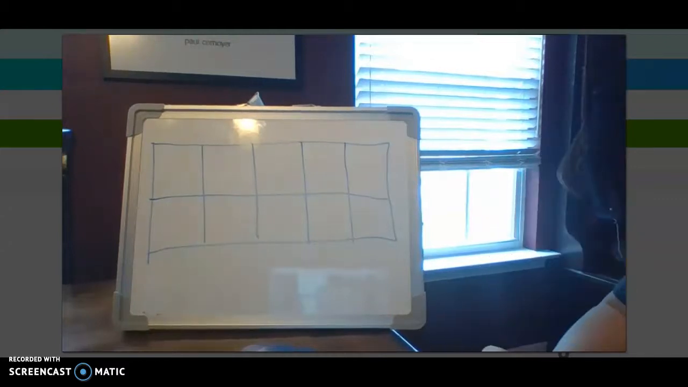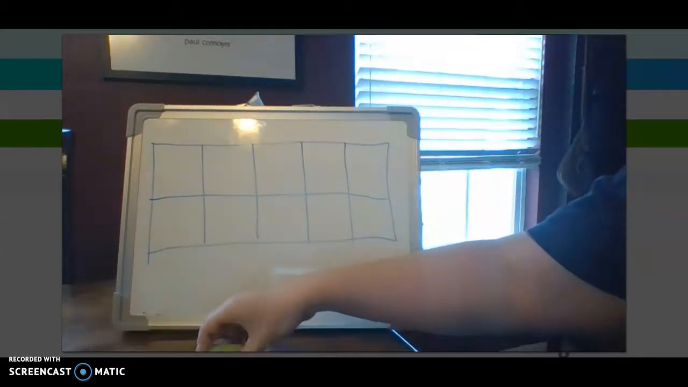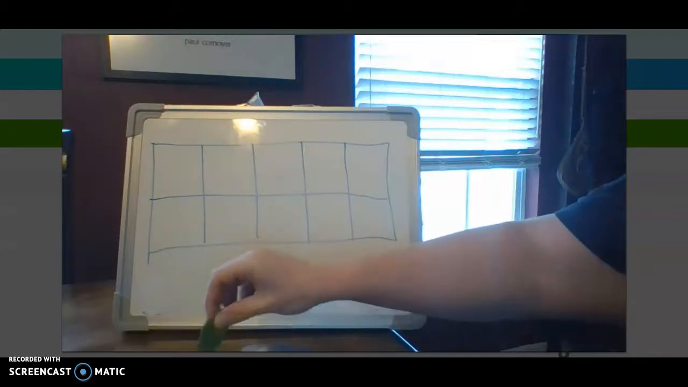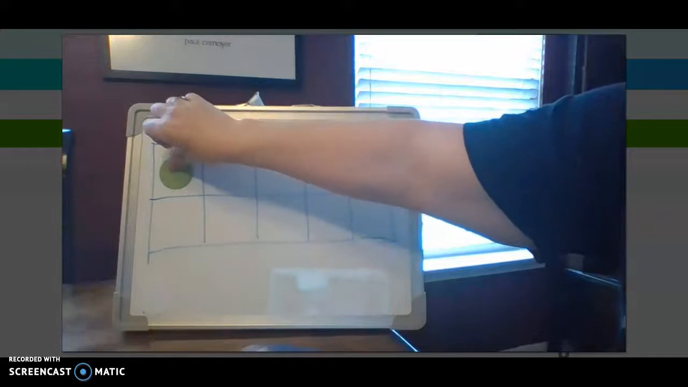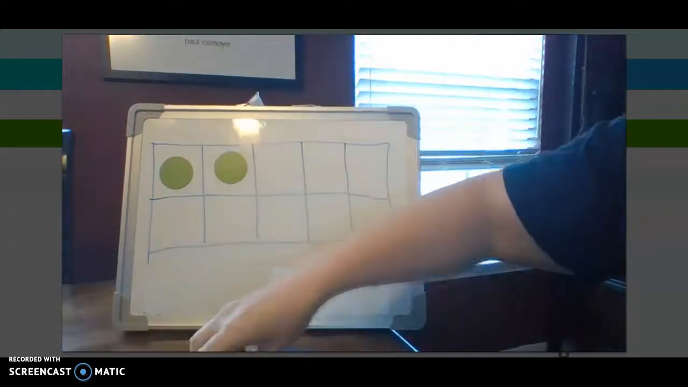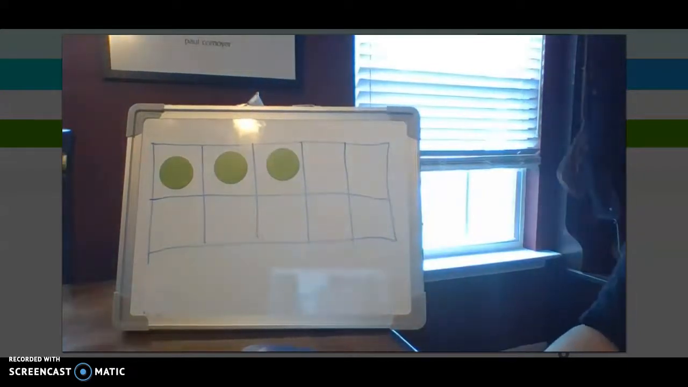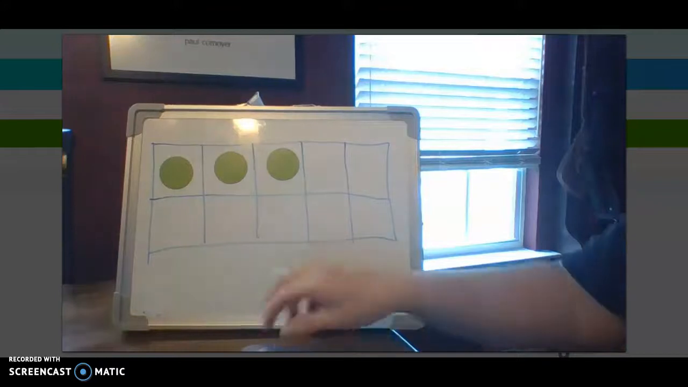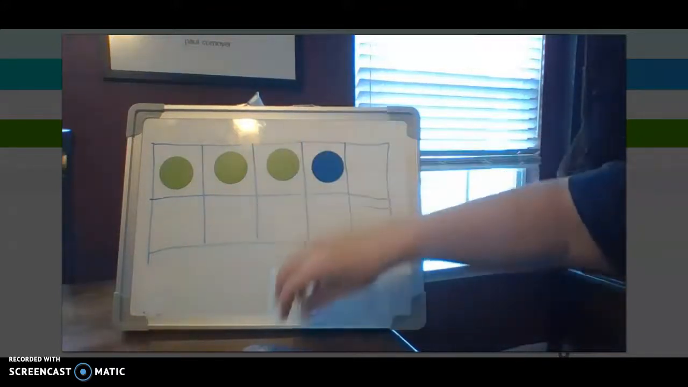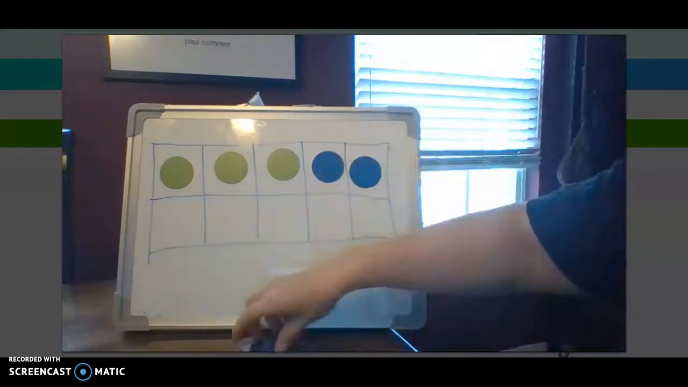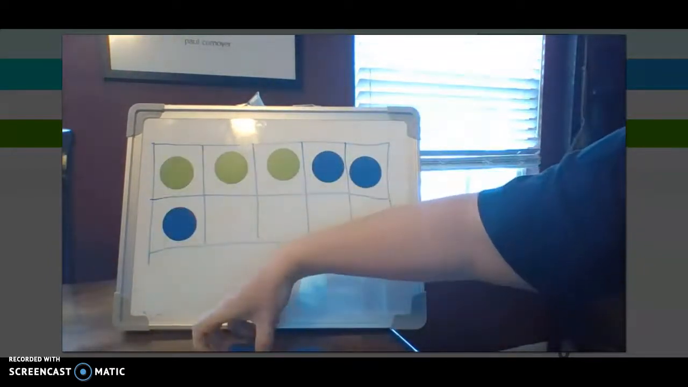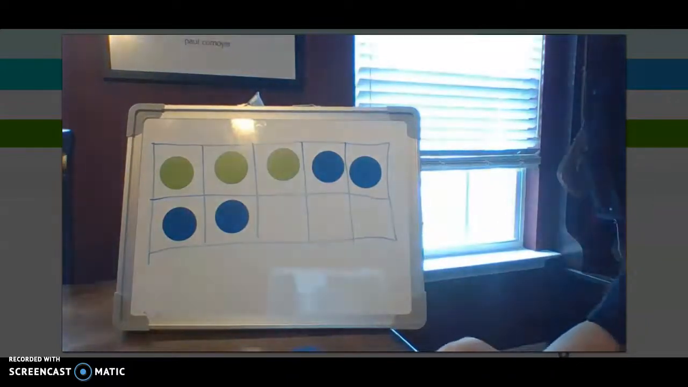problem. Mitzi was going down the street and Mitzi had 3 balloons with her. So I'm going to put up 3. 1, 2, 3. So there's Mitzi's 3 balloons. She ran into Gabby, and Gabby had 4 balloons. 1, 2, 3, 4. How many balloons did they have all together?